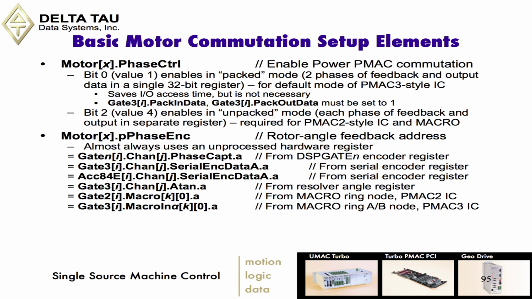Motor[x].PhaseEnc. This is going to point to whatever our feedback device is that's going to give us our commutation feedback, our commutation encoder. Almost always it uses the hardware register of the feedback device. It doesn't look at the encoder conversion table, but it uses the hardware register. So for the typical Gate N, it's going to use the phase capture register. If it's a serial encoder, Data A register. If it's a resolver, it's going to look at the A10A register.